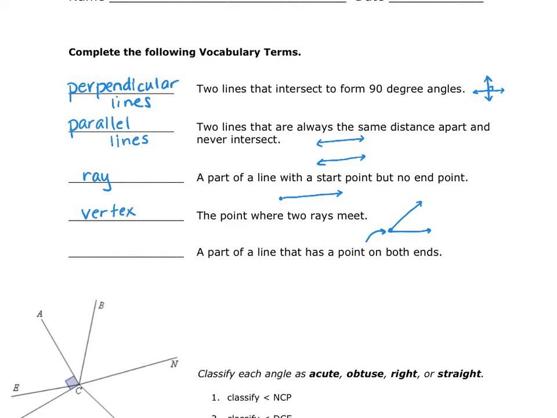A part of a line that has a point on both ends. So I have one side of the line with a point, the other side of the line with a point. That is called a line segment.